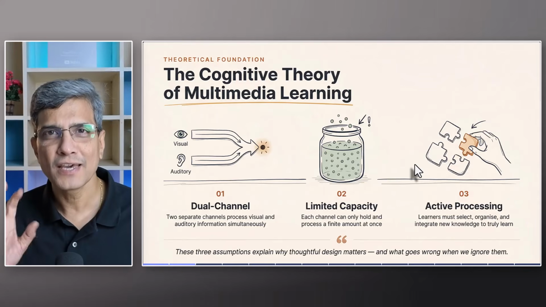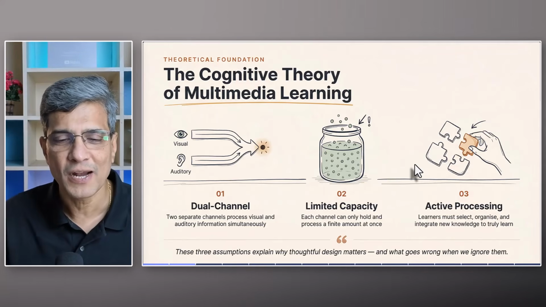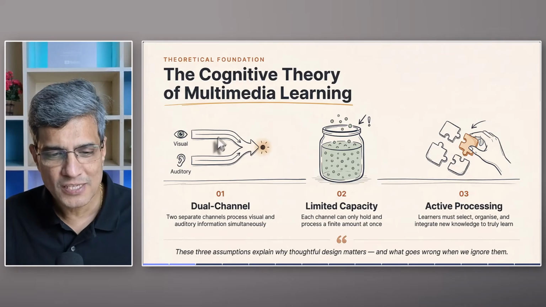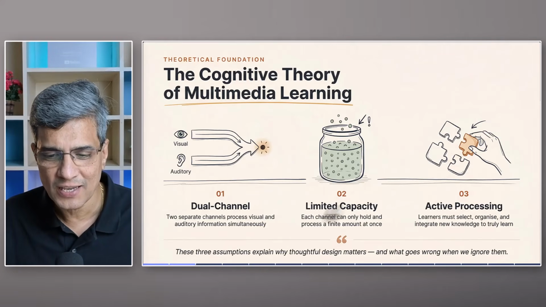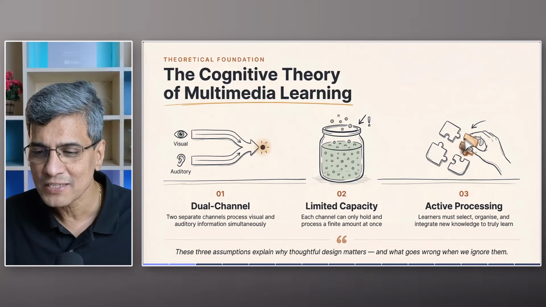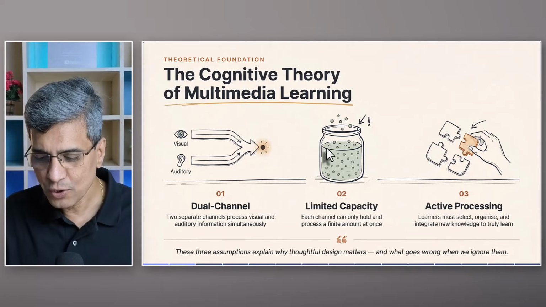Here we get a theoretical foundation, an overall picture of what the cognitive theory of multimedia learning is all about. And you can see the visuals here, dual channel, and you can clearly see the illustration here. Limited capacity, it has used a nice metaphor, and active processing, and you can see that action is shown here, solving the puzzle. Let's go to the next slide.